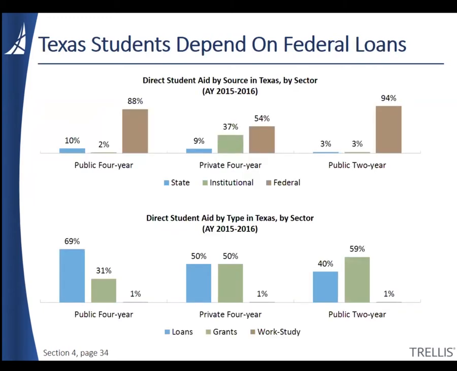88% of student aid came from the federal government in the public 4-year sector in Texas, and nearly 70% of student financial aid at public 4-year institutions in Texas was in the form of loans. Students at universities in Texas are highly dependent on loans and also on the federal government.